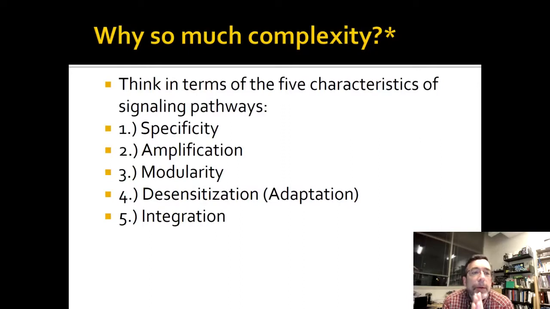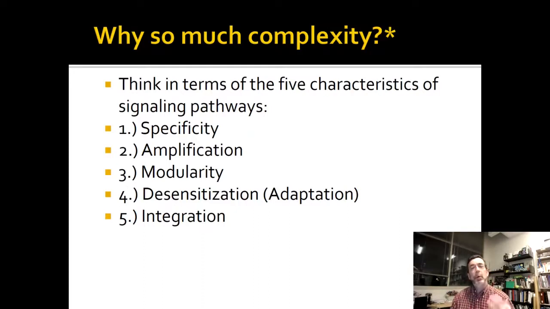And before we go further, I want you to think about it. I want you to think about the 5 characteristics of signaling pathways and answer the question, why would these pathways go with the kind of complexity that we just showed you in the insulin receptor and other growth factor pathways? In what ways, in this lecture, did you see specificity, amplification, modularity, desensitization, or integration? So I want you to actually write that down, bring it to class on Monday, and we will compare our answers when we do that.